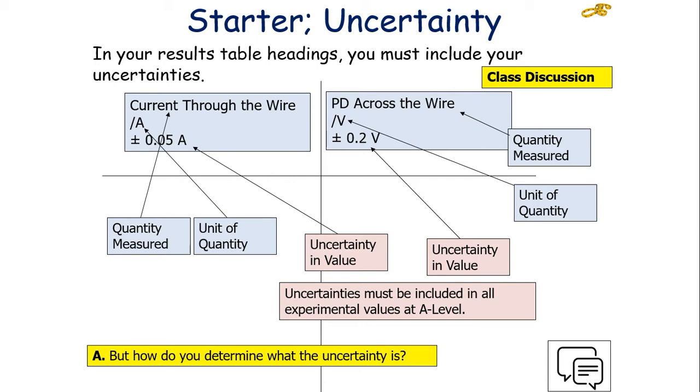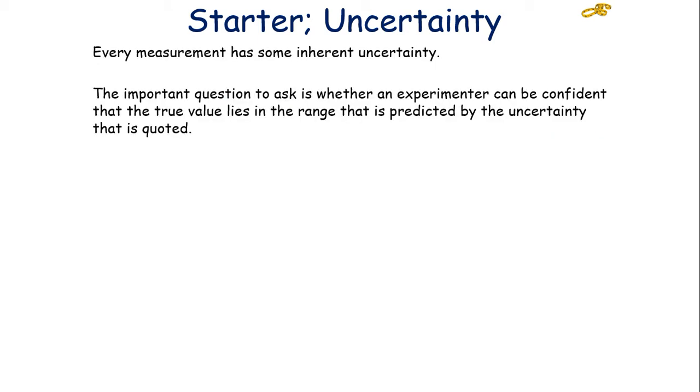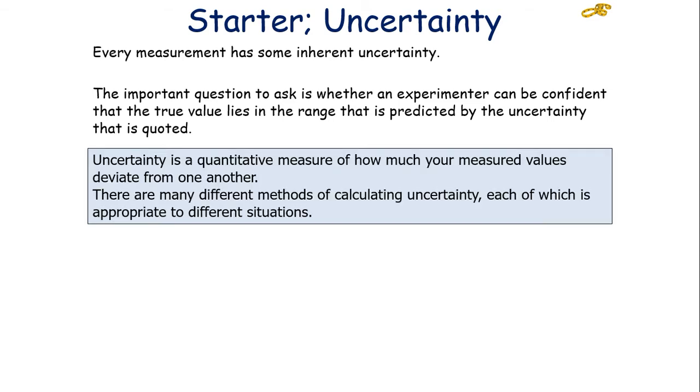But what do we mean by uncertainty and how can we determine it? As we mentioned before, every measurement has an inherent uncertainty, and the important question to ask is whether an experimenter can be confident the true value lies in the range that's predicted by the uncertainty that is quoted. So, uncertainty is a quantitative measure of how much your measured values deviate from each other. There are many different methods of calculating uncertainty, each of which is appropriate to a different situation.